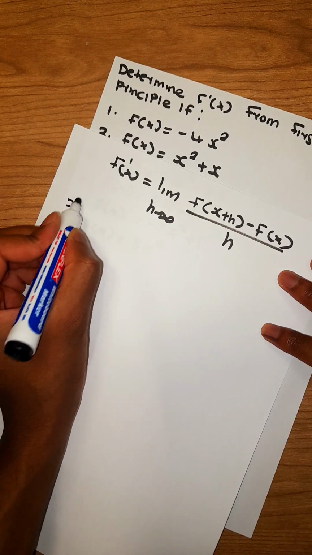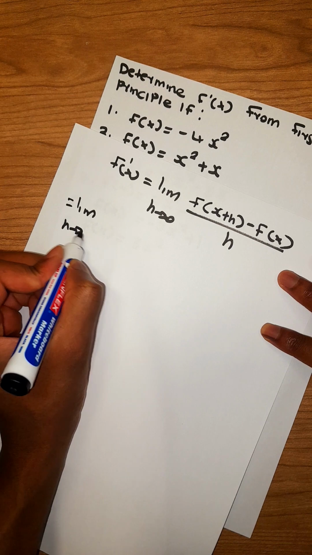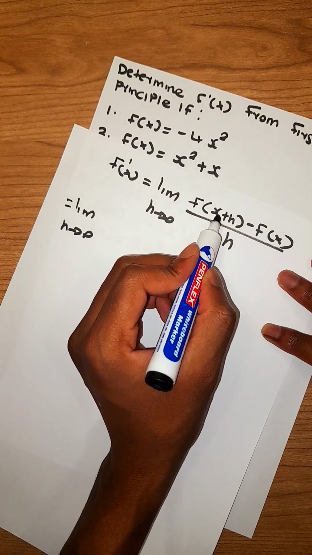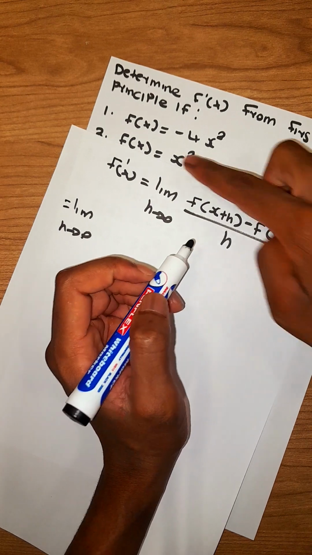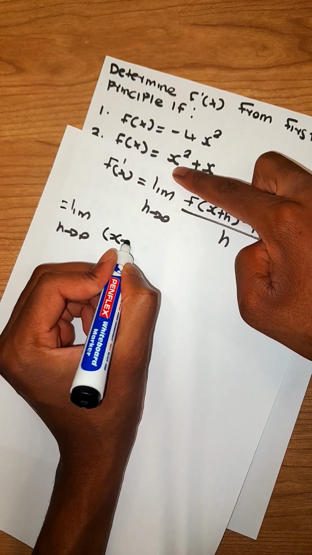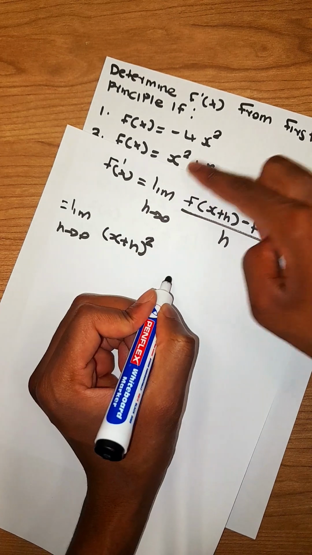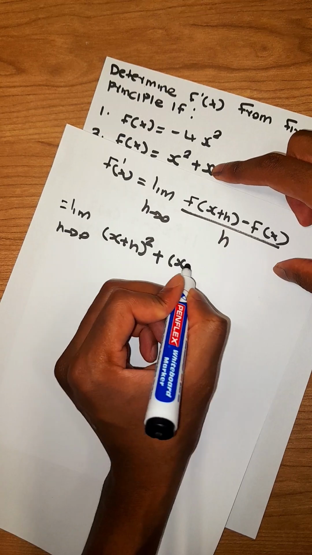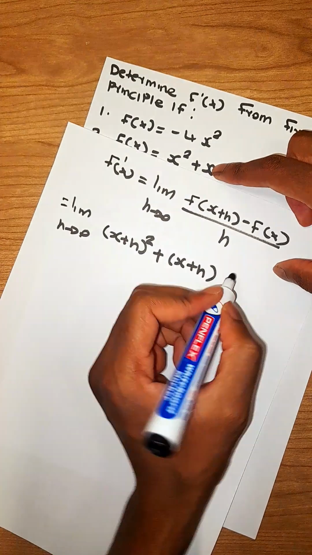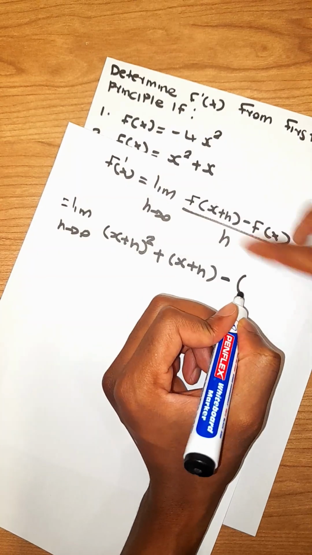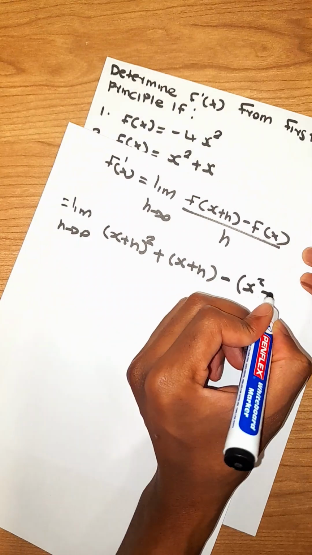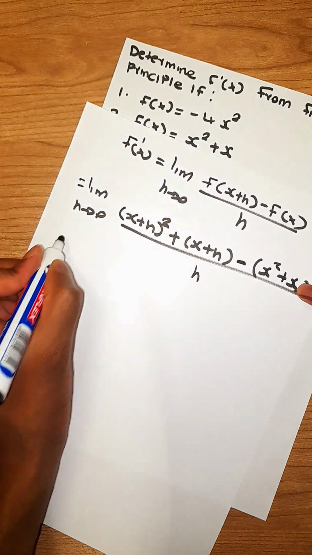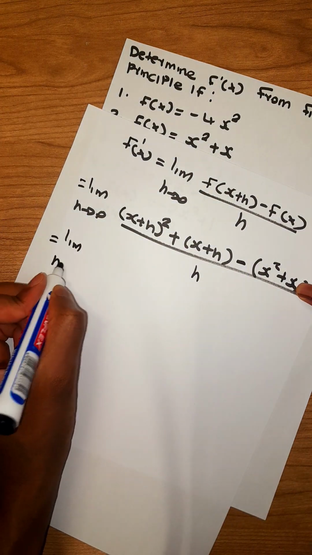We are having the limit as h approaches 0, right? Wherever there is x, we are going to put x plus h. So let's look at this. We are having x plus h and then the squared. Remember, there's also this x, so you're going to say plus x plus h. Do you understand it? And then you're going to minus it with f of x, that is just x squared plus x. And then you're going to divide this whole thing by h. So you're going to have the limit as h approaches 0.